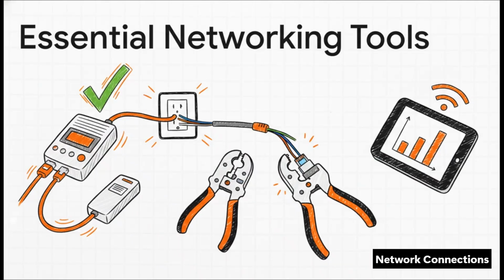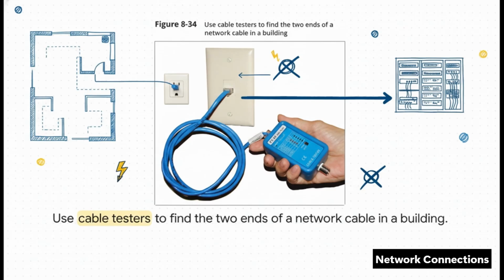And if you're going to work with these cables, well, you need a specialized toolkit. Technicians have all sorts of gadgets. Cable testers to make sure everything's working, strippers and crimpers to build custom-length cables, punch-down tools for connecting wires into wall jacks. They even have Wi-Fi analyzers to see what's literally happening in the air around them.